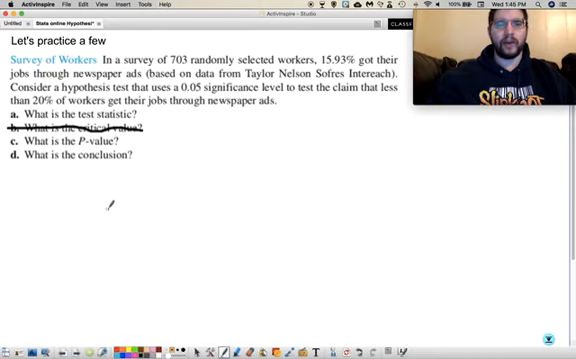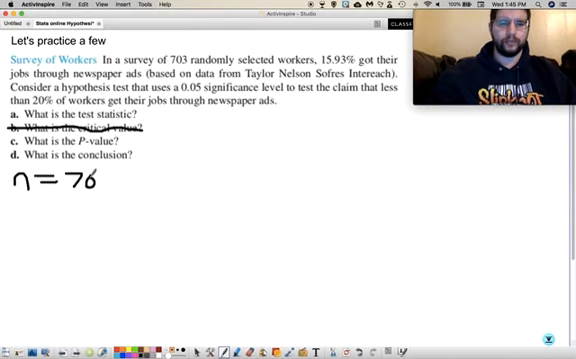In a survey of 703 randomly selected workers, 15.93% got their jobs through newspaper ads. Consider a hypothesis test that uses 0.05 significance level to test the claim that less than 20% of workers get their jobs through newspaper ads. So again, write down what we know. N is 703. P hat is 15.93%. Change that to a decimal.